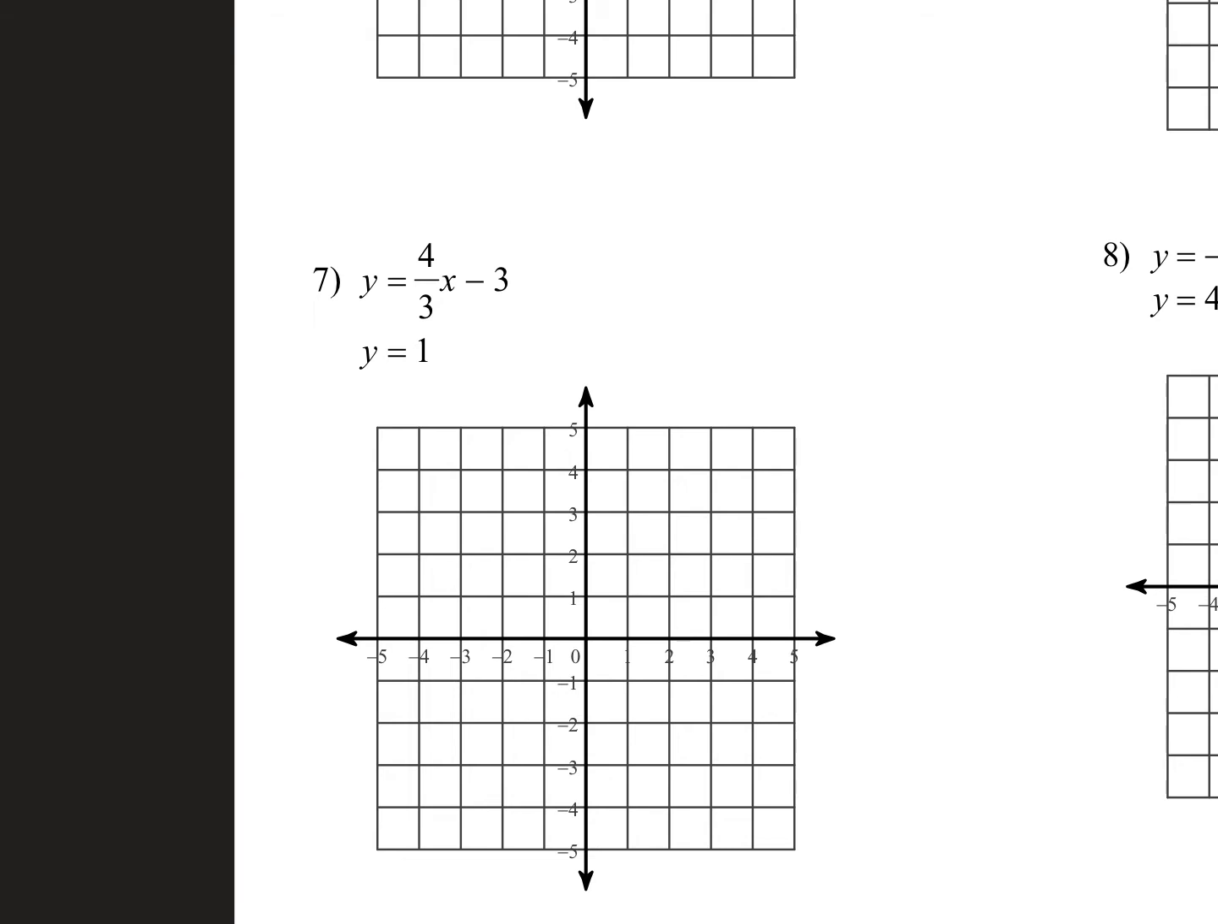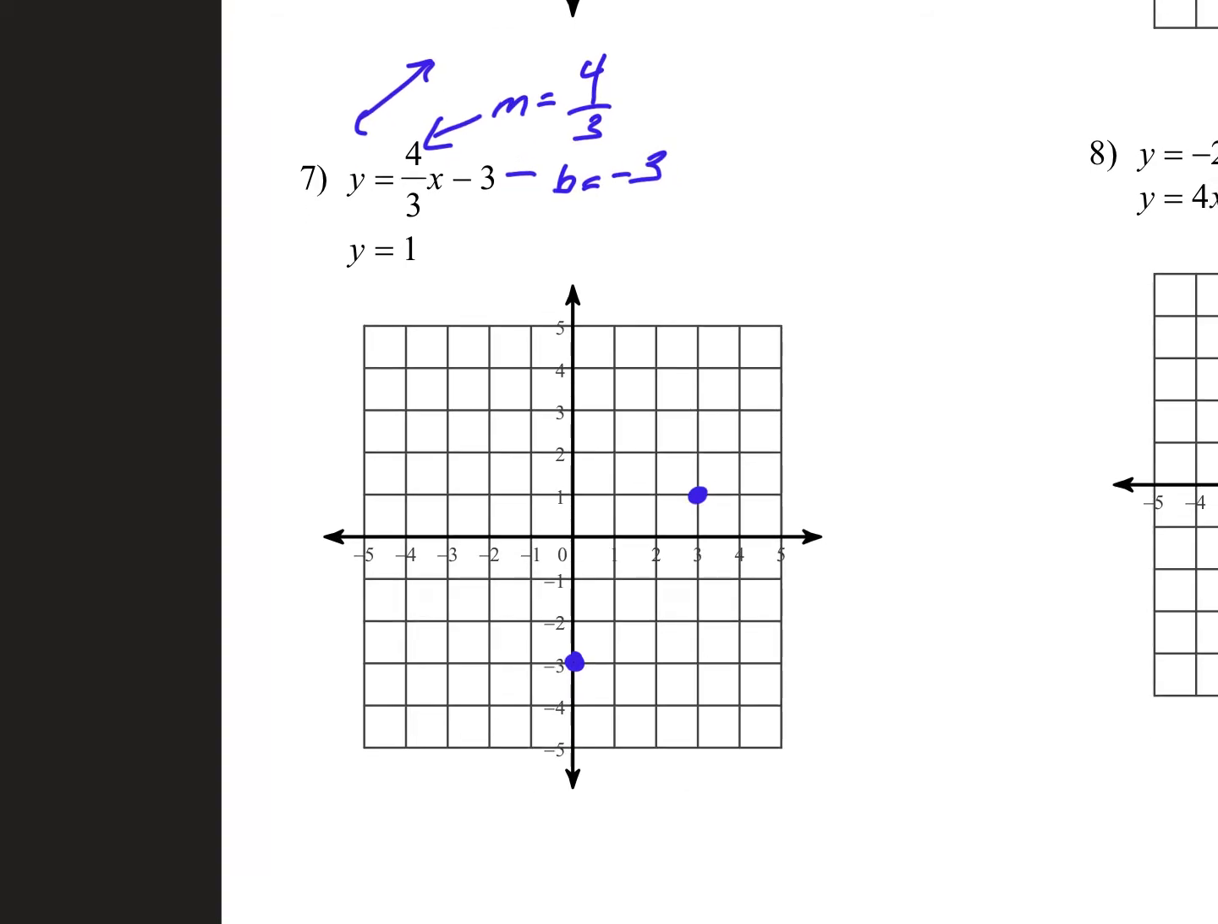First one, easy. It's already in slope-intercept form for us. So what is my slope for this first equation? What's the slope? 4/3. Perfect, just like it looks. And it's a positive line, so it's going to go upwards. And the y-intercept is at -3. So I'm going to go to -3. And then I'm going to go up 4, 1, 2, 3, 4, and then over 1, 2, 3. Right? You guys agree? Okay, draw your line.